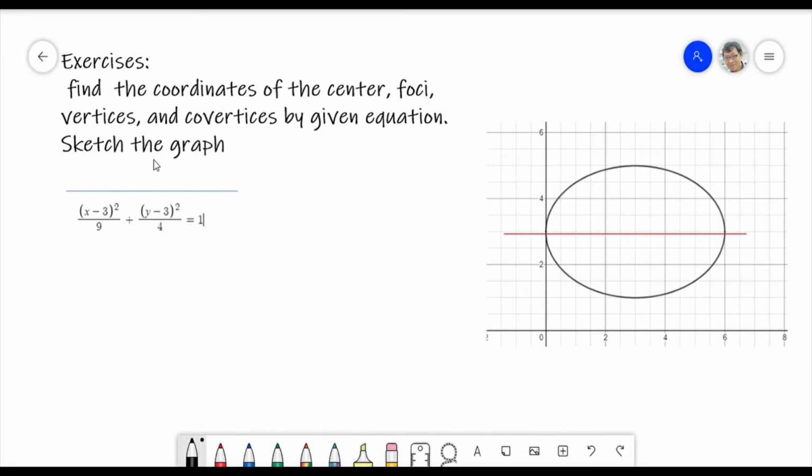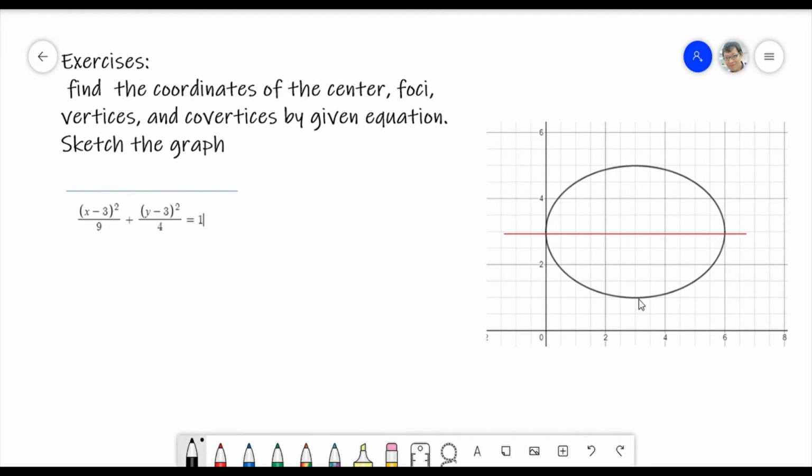In fact, you need to sketch the graph. In fact, it's already sketched. So what I really want us to do is find those important points. So the foci should definitely be on this red line, right? So the foci and the vertices are definitely here, on the longest side. The co-vertices should be at the highest and the lowest.